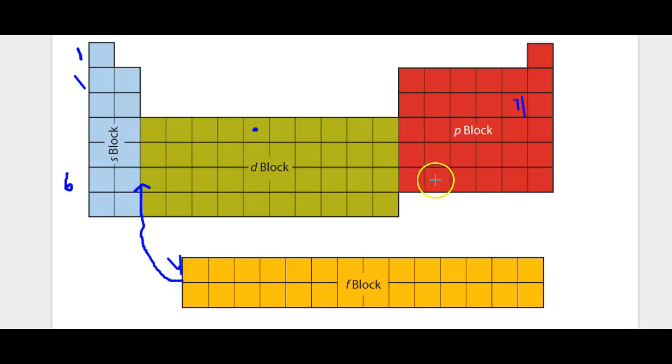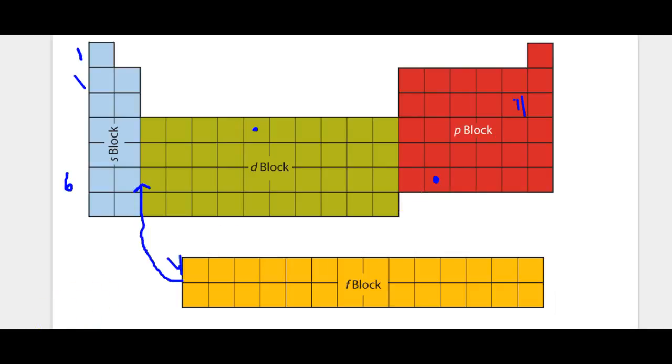So if I were doing lead, which you'll remember was over here, okay, I would go through and say 1s2, 2s2, 2p6, 3s2, 3p6, 4s2, 3d10, 4p6, 5s2, 4d10, 5p6, 6s2. Now I need to remember to go down here. 4f14, 5d10, and then back to 6p2.